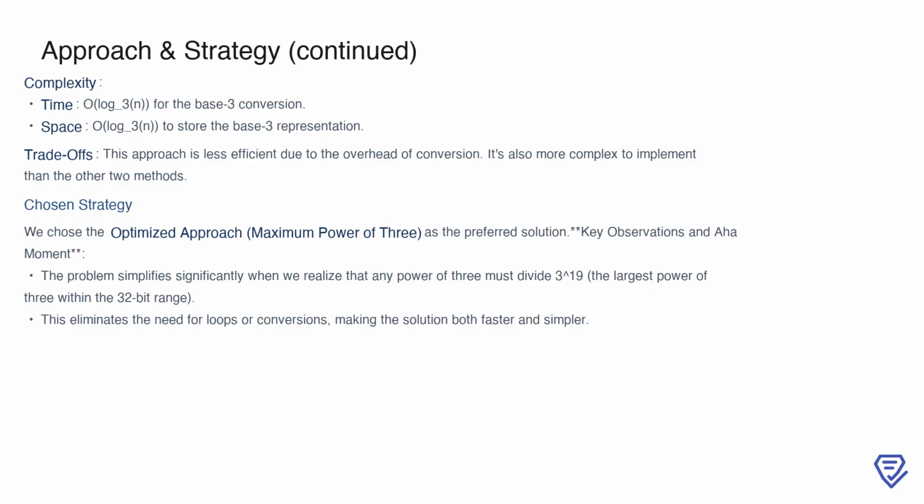While this method is mathematically interesting, it's less efficient than the previous approaches. The conversion to base 3 takes O(log_3 n) time, and storing the base 3 representation also requires O(log_3 n) space. These additional computational and memory requirements make this approach more complex and slower compared to the earlier methods. As a result, while it works, it is not the most practical solution for this problem.